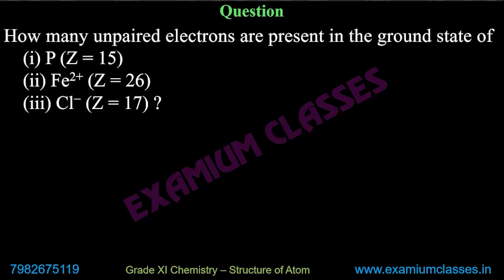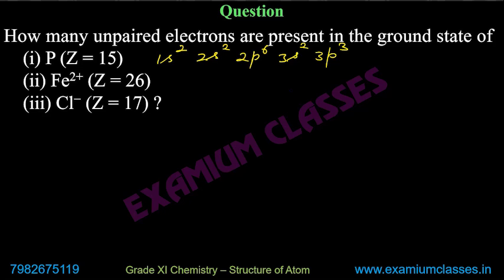Next question. How many unpaired electrons are present in the ground state of phosphorus? So you will write the configuration as per the above principle and you will consider Hund's rule of maximum multiplicity also. So 15 will be 1s2, 2s2, 2p6, 3s2, 3p3.